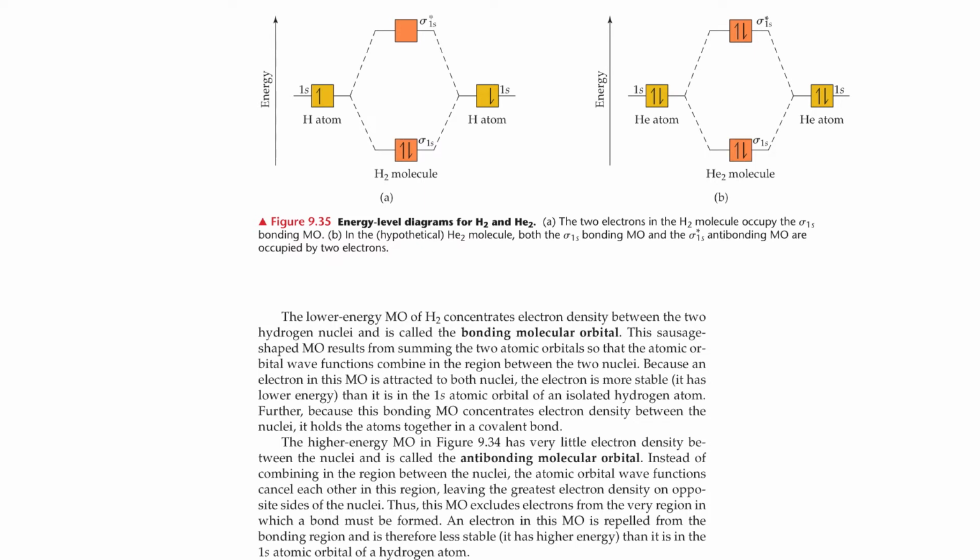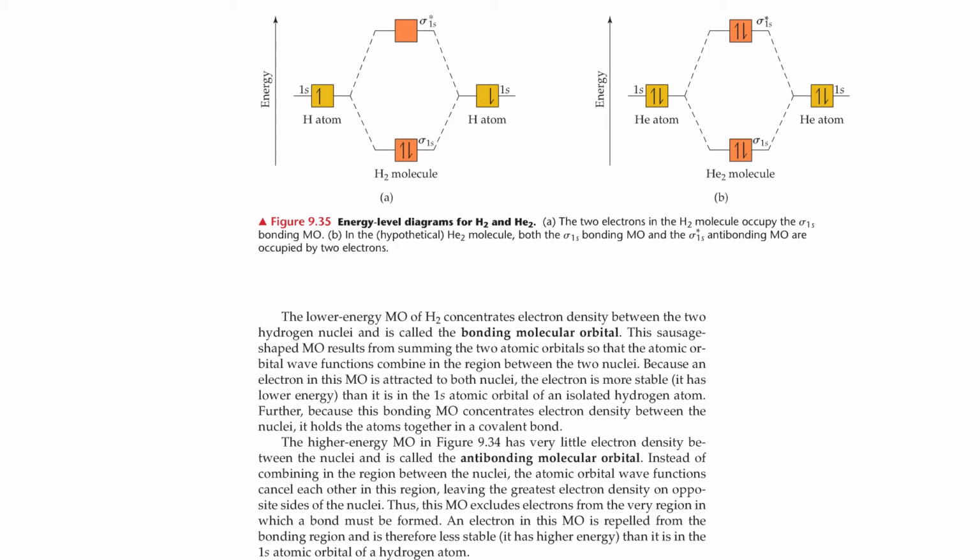The lower energy molecular orbital of hydrogen concentrates electron density between the 2 hydrogen nuclei and is called the bonding molecular orbital. This sausage-shaped molecular orbital results from the summing of the 2 atomic orbitals so that the atomic orbital wave functions combine in the region between the 2 nuclei. Because an electron in this molecular orbital is attracted to both nuclei, the electron is more stable. It has lower energy than it has in the 1s atomic orbital of an isolated hydrogen atom. Further, because the bonding molecular orbital concentrates electron density between the nuclei, it holds the atoms together in a covalent bond.